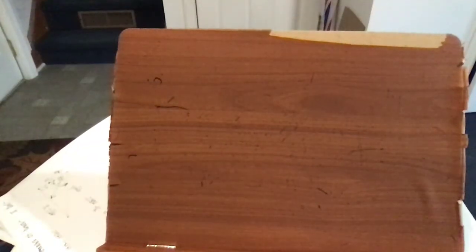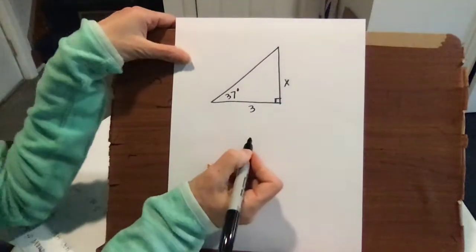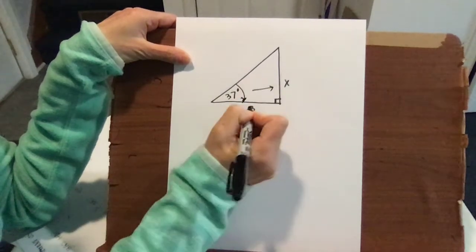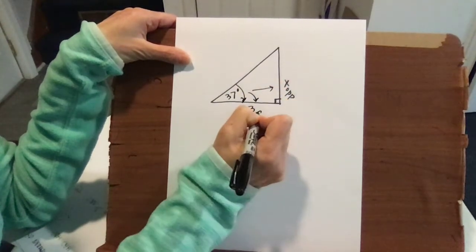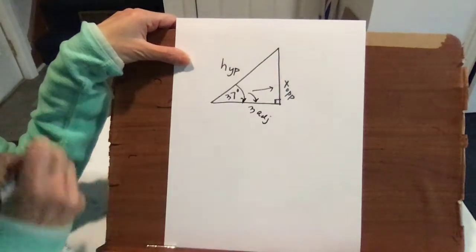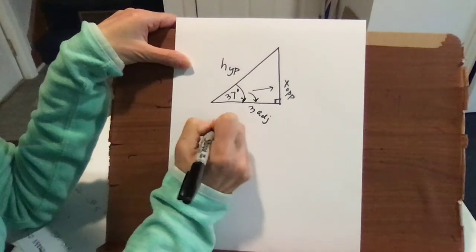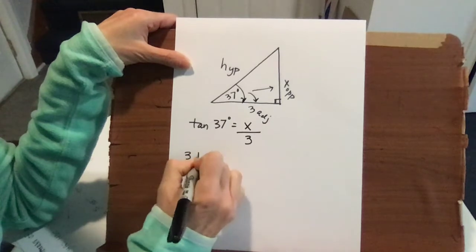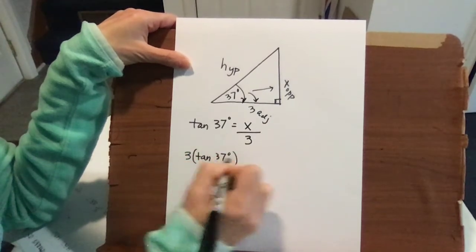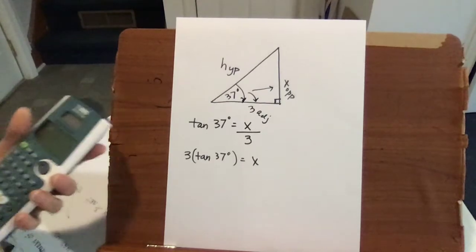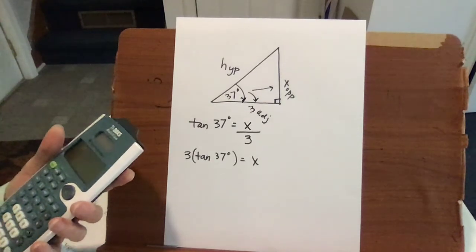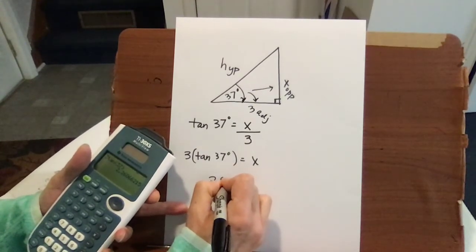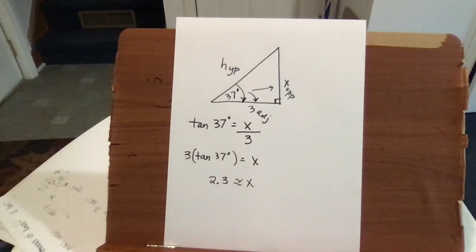All right, let's take a look at this one. 37 degrees. x and 3 are involved. From 37 degrees' perspective, we have an opposite side and an adjacent side. Remember, this is always the hypotenuse. So we have to use tangent. Tangent of 37 degrees equals opposite, x, over 3. So we get 3 tangent of 37 degrees equals x. Get your calculators out. 3 tangent 37 is approximately 2.26, so we're going to round it to 2.3, to the nearest tenth.